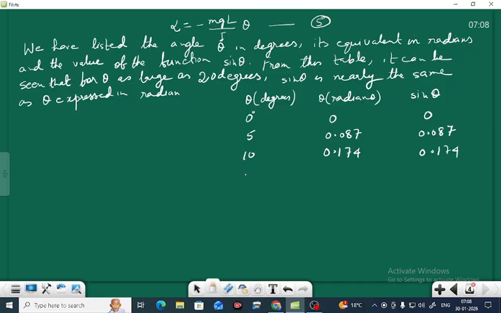If it is 15 degrees, then theta is 0.262 and sin theta will be 0.259. And if it is 20 degrees, then theta will be 0.349 and sin theta will be 0.342.